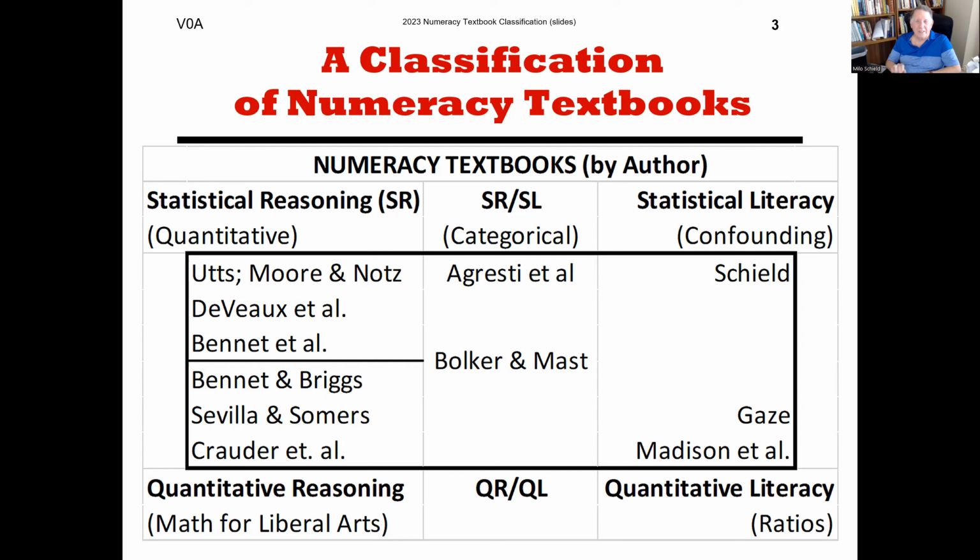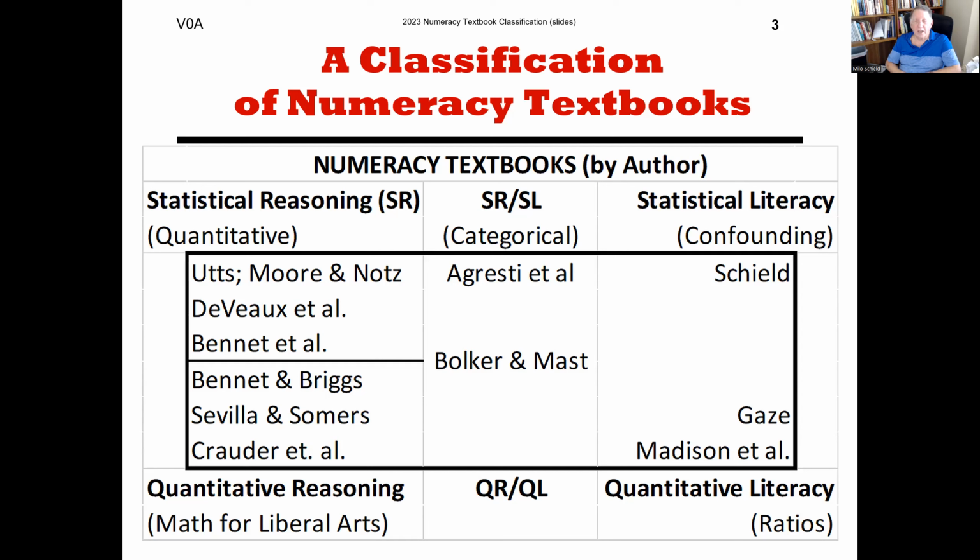Moving across the bottom to the far right corner, quantitative literacy. That's where I would put Eric Gaze's book, Madison et al. Literacy books with a mathematical approach. And as you can see in the subtitle, quantitative reasoning, I think of math for liberal arts. Quantitative literacy, I think of an emphasis on ratios. And I think an emphasis on ratios is critical.